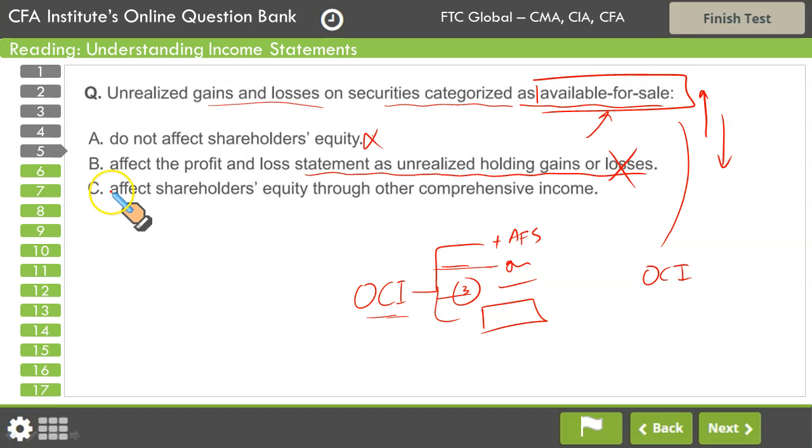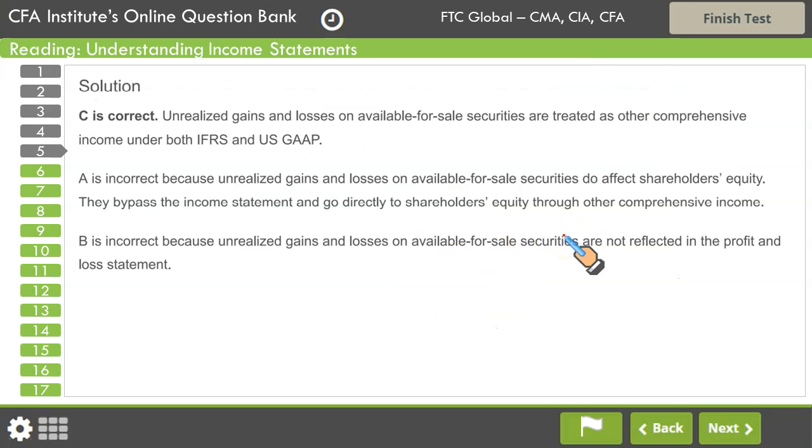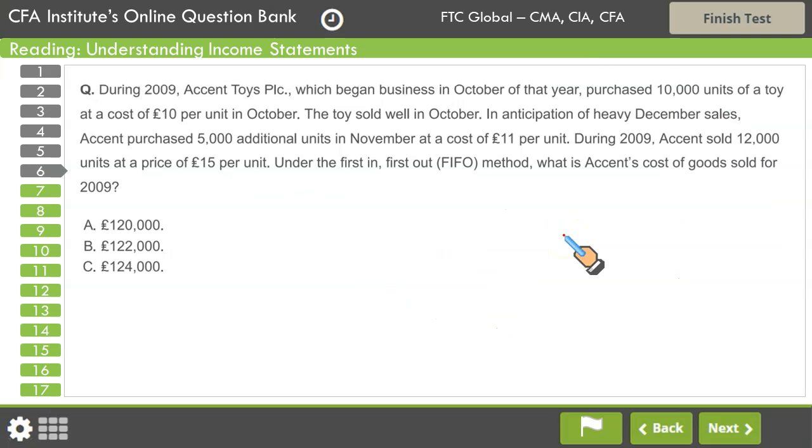Then what about C? Unrealized gains and losses on securities categorized as available for sale affect shareholders' equity through other comprehensive income? True, right here. So that makes C the correct option. Next.